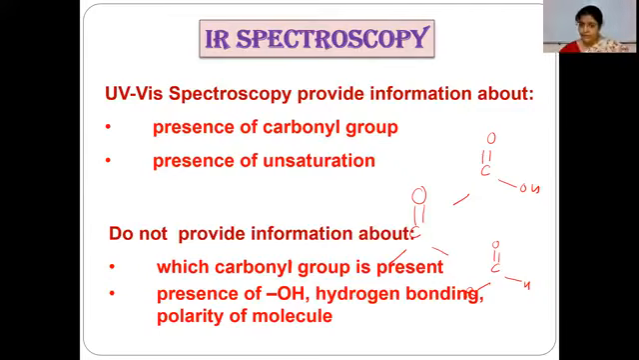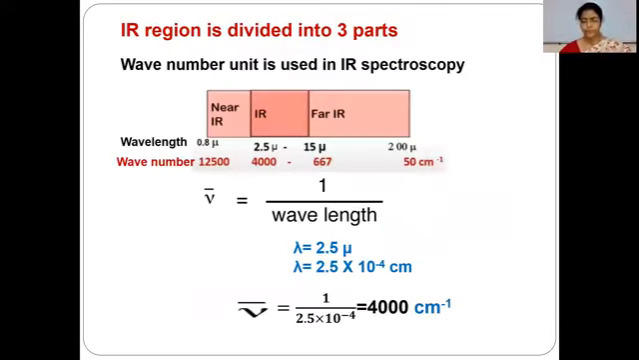Similarly, UV spectroscopy is silent about the presence of an OH bond in the molecule, or hydrogen bonding present in the molecule, or the polarity of the molecule. IR spectrum provides information about the functional groups present in the molecule.